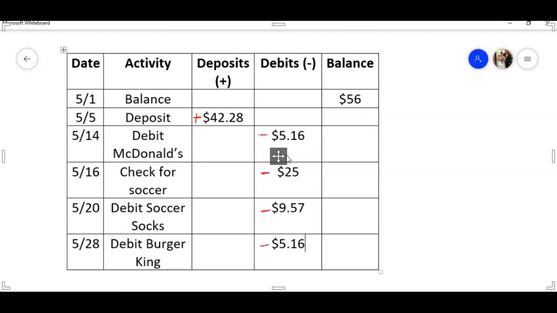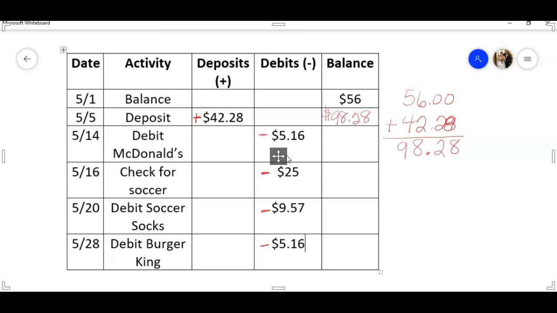All right, so we need to find the balances here. He's starting out with $56. And the first thing that happens is he gets a deposit. So he has $42.28 that he is going to add, 28, not 9, so that he can find his new balance. I know that's 28 cents, and then that would be 8, and that's 9. So now he has $98.28.